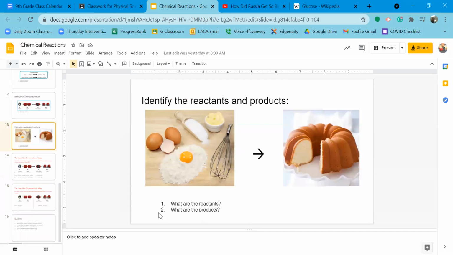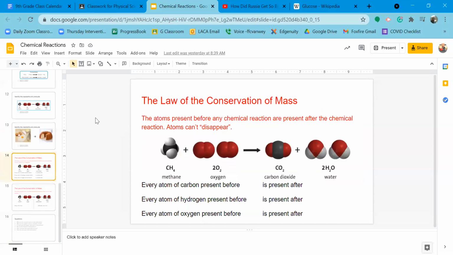Okay, the reactants are over here, the products are over here. Now, this brings us to this interesting idea. It's the law of the conservation of mass, and we've seen this before. We talked about this when we were talking about chemical and physical changes in matter. When we first began chemistry back in January, the law of the conservation of mass tells us that the stuff present before any reaction is present after the reaction.